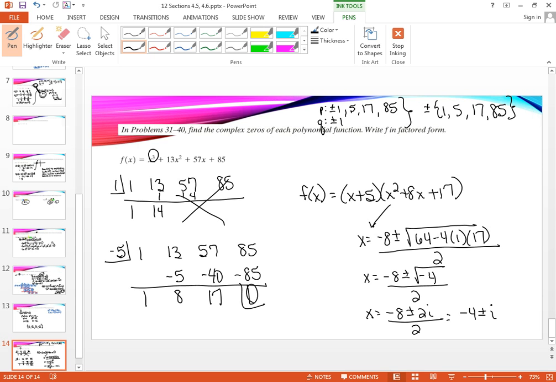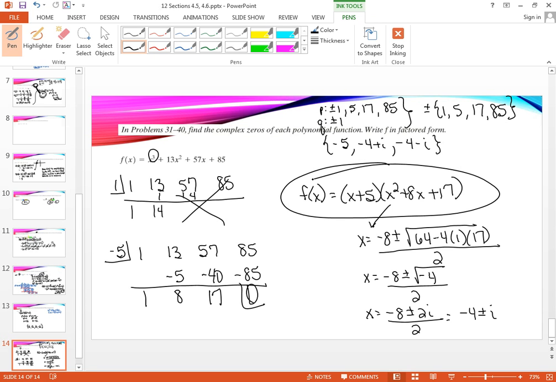Okay, so it was degree 3. I'm supposed to find all the zeros. So negative 5 is a 0. Negative 4 plus i is a 0. Negative 4 minus i is a 0. This is as factored as it gets. Okay. Hope this was helpful.